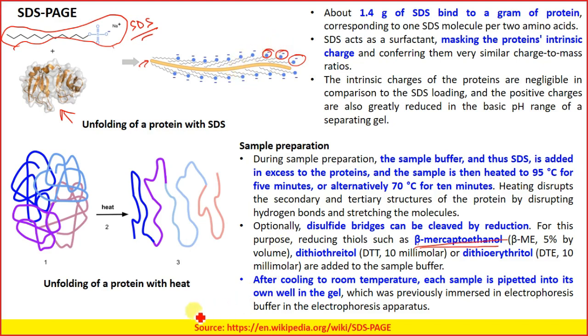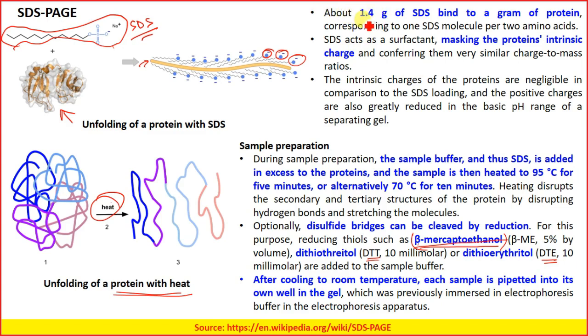The unfolding of protein can also be done using heat, by heating the samples, and that can be used if you are not using beta mercaptoethanol or other reducing agents. There are other reducing agents like DTT and DTE, which are also used. So this I have already told you.